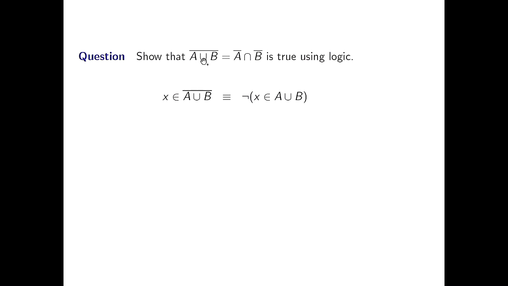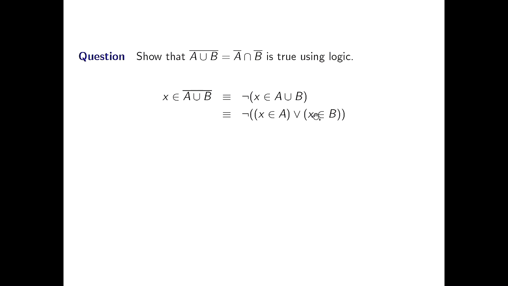So being in this left-hand set, X in here, is logically equivalent to not being in the union, right? Because to be in a complement, you have to just not be in the original set, right? Now, to be in the union, that's logically equivalent to being in A or in B, right? So this is logically equivalent to X in A or X in B.